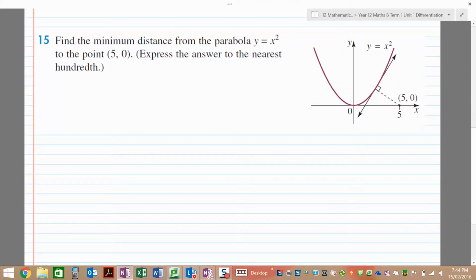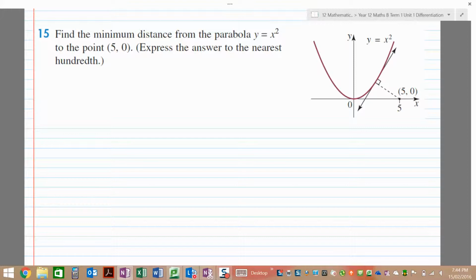Okay, question 15, find the minimum distance from the parabola y equals x squared to the point (5, 0). Again, choose some random point on here. It has coordinates x and x squared. I want to find the distance between these two points.